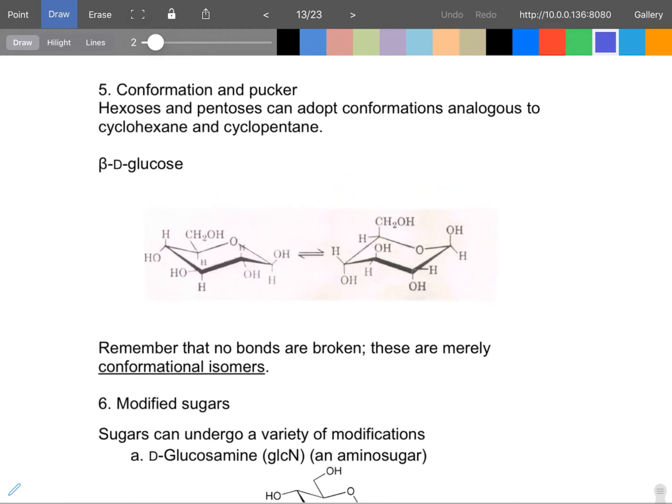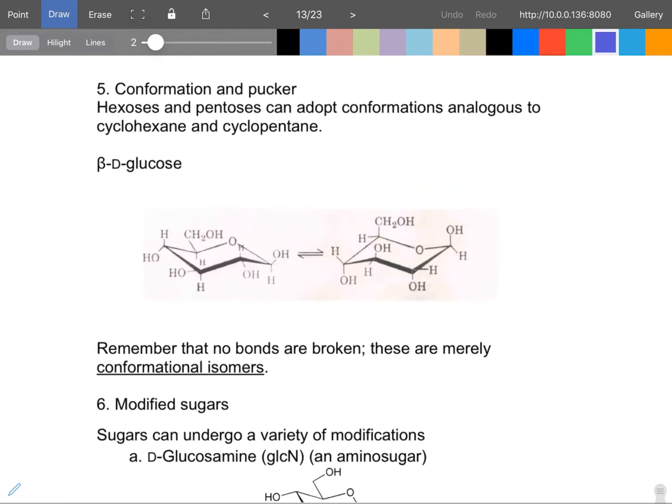A couple last topics here. The conformation of the sugar and also pucker is an important thing to consider. You learned cyclohexane and cyclopentane, and sugars can do some of those same sorts of things. So if we look at beta-D glucose, for example, notice I can draw 2 different conformational isomers. No bonds have been broken, right? These are just bond rotations that enable us to go between these 2.